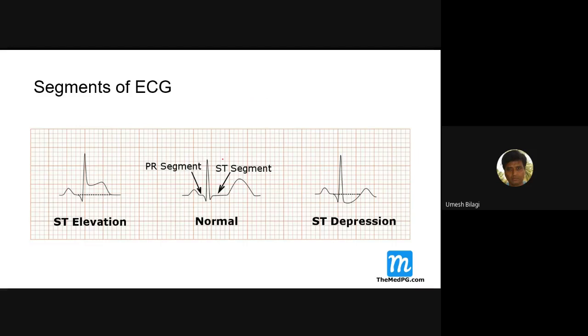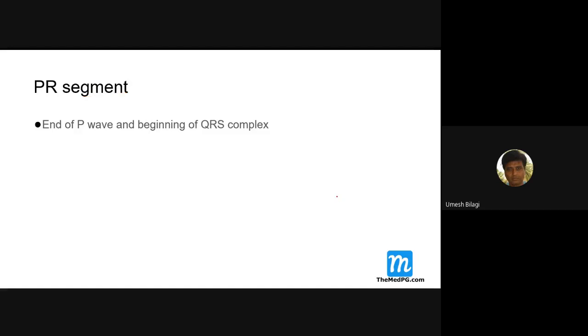I told you the ST segment. This is the ST segment. So to say the ST has gone up or gone down, we compare with this PR segment. If you see here, this is the PR segment, and here the ST has gone up. This is called ST elevation. Whereas this is the PR segment here, and in this the ST has gone down. It is called ST depression.